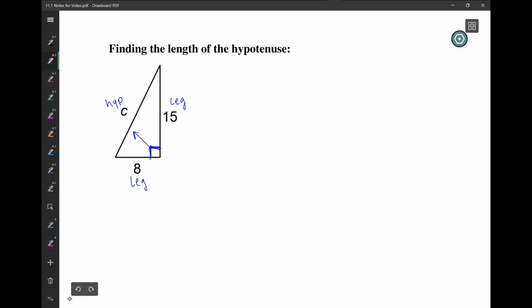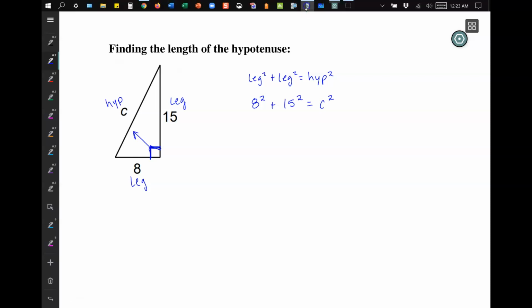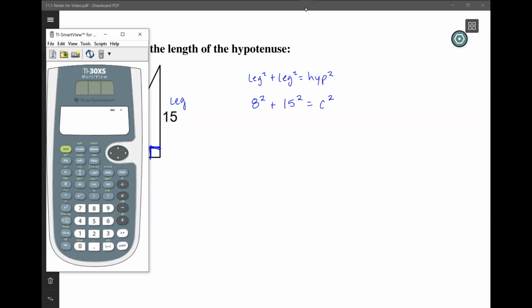Now, it doesn't matter which leg is a and which leg is b. I just think of the Pythagorean theorem in words. Leg squared plus leg squared equals hypotenuse squared. So in this case, I have 8 squared plus 15 squared equals c squared. So grab your calculator if you don't know your perfect squares, and we'll go ahead and do some math here.